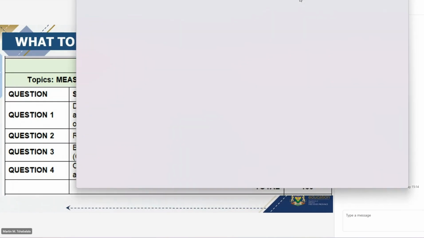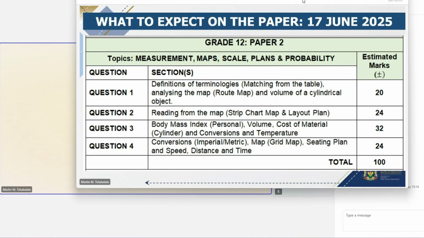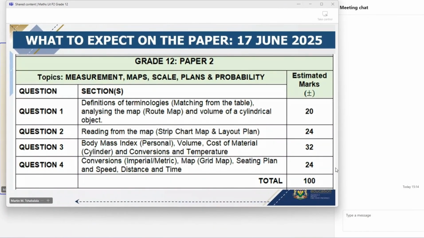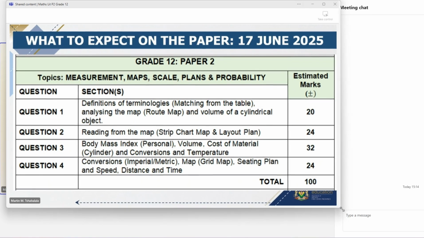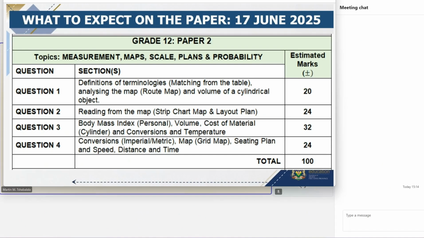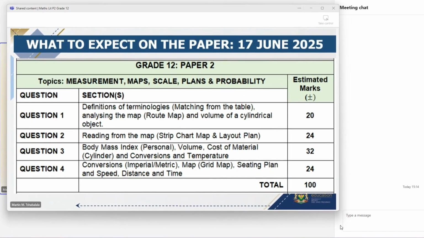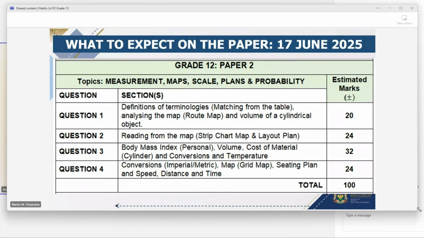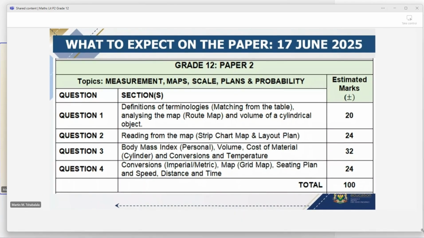Question three, body mass index, personal. We are telling you, you know the formula for BMI. There will be a question there, and you'll be given the height of a person. You'll be given the weight of the person. You plug it in the formula. You get your answer. But remember, in Maths Lit, we don't just focus on calculations, because it's a subject that is lovely. It is just lovely. And why? Because whatever we are doing, whatever we are calculating, it must inform our everyday life.